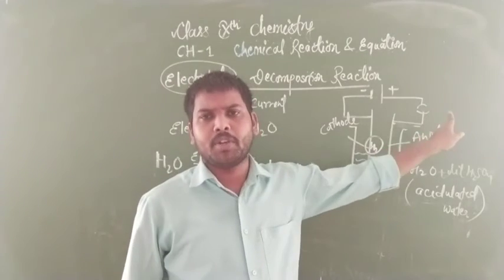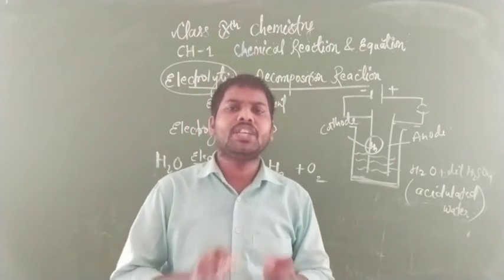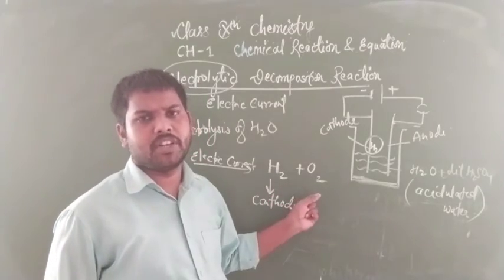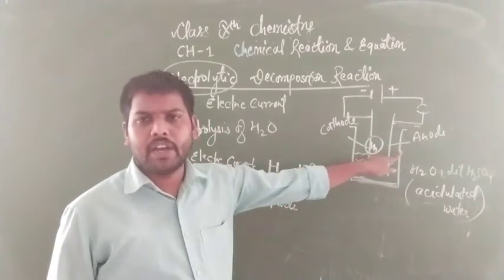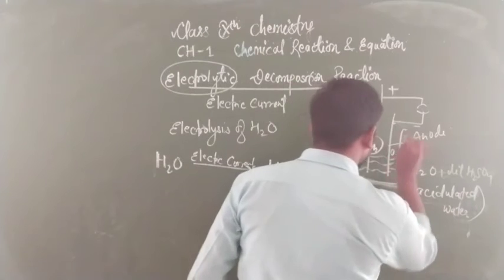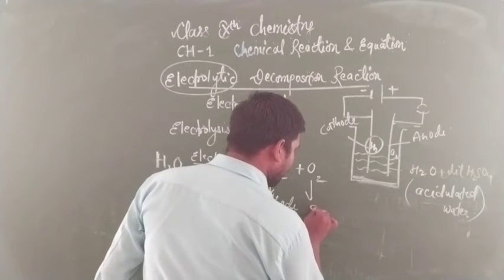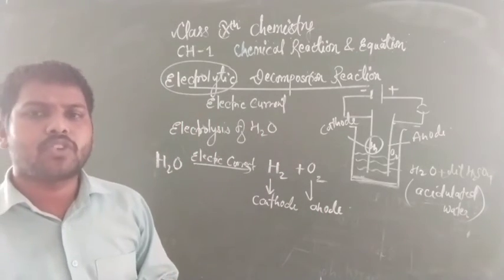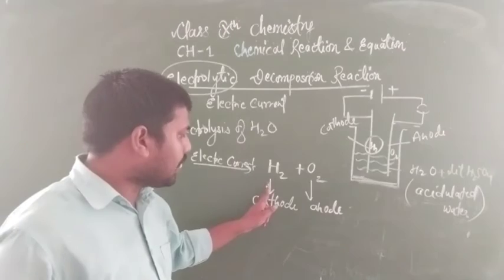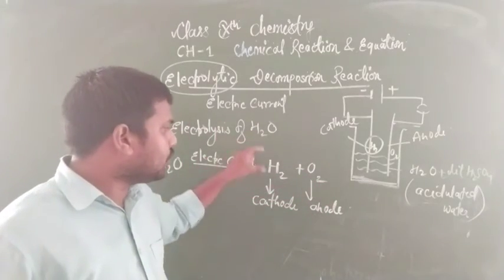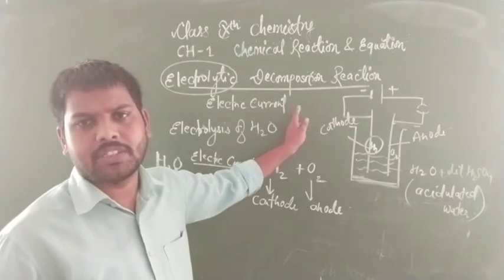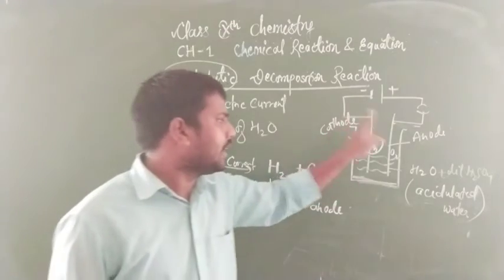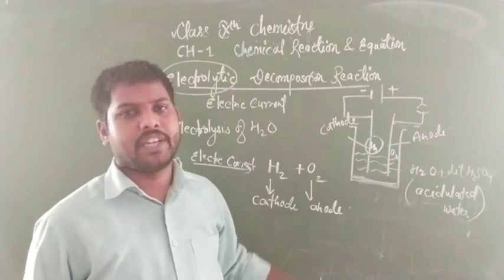The anode is connected to the positive terminal of the battery, meaning positive charge, so it tries to attract the negative charge. Between these two gases, oxygen being negatively charged goes to the anode. So children, two gases are formed: hydrogen gas deposits at the cathode because negative charge attracts positive charge, and oxygen gas deposits at the anode because the positive anode attracts negative charge.